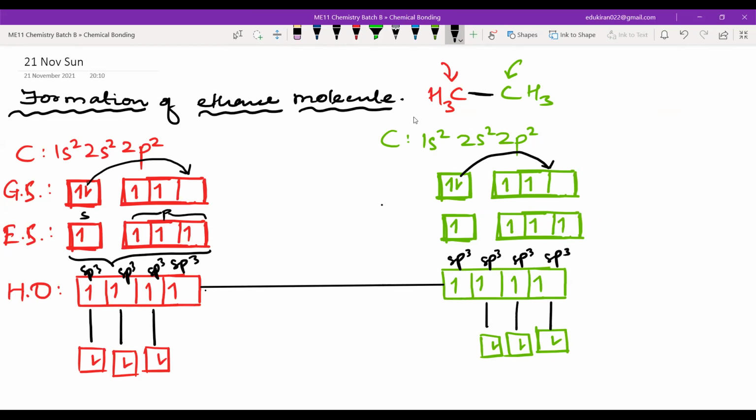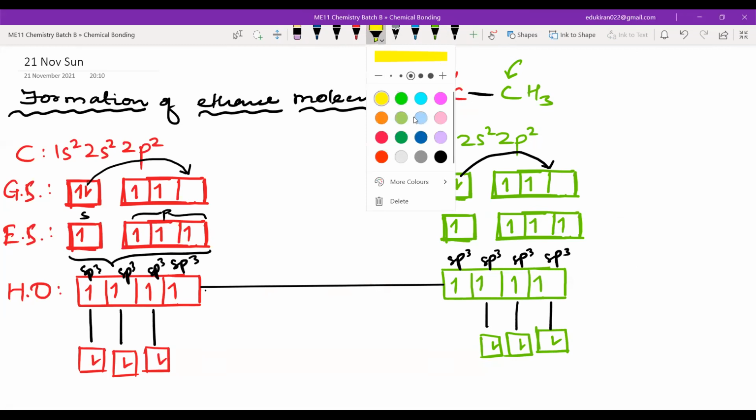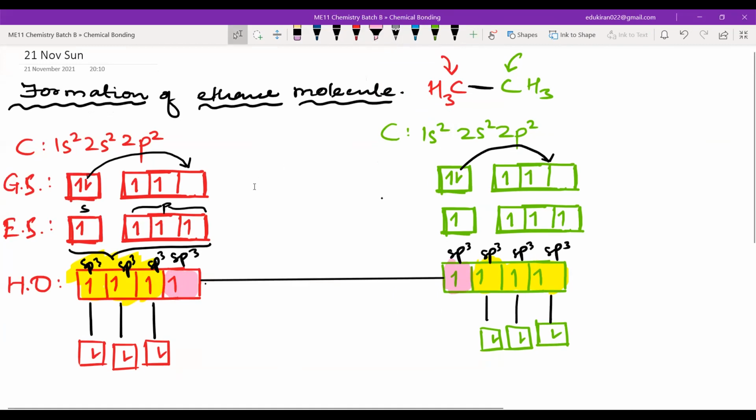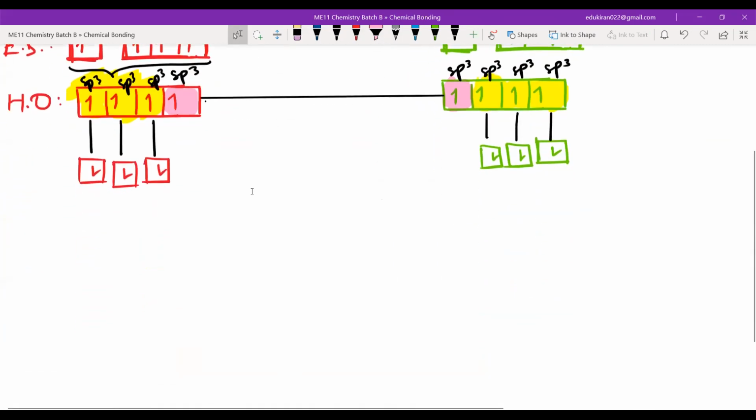So there are three sp3 orbitals which are forming bonds with what? These are forming bonds with hydrogen. But there is one particular orbital which is forming a bond with what? Another sp3. Another sp3, okay? So please listen here, then we can write afterwards.